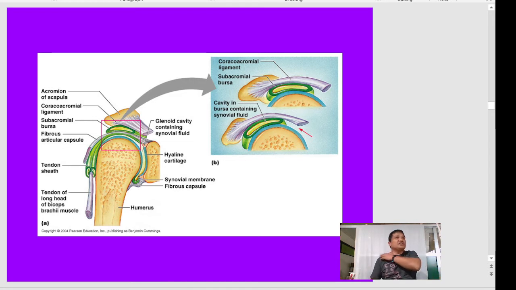Let's take for example, there is a shoulder. Pag abdak na to ana, magsaka man na siya ang imong humerus mo bangga dito sa acromion. So kinahanglan siya nga naa sa cushion dito nga inigbangga niya dili na walay direct bone to bone articulations or walay bone to bone contact.